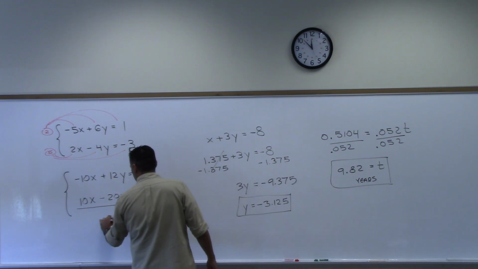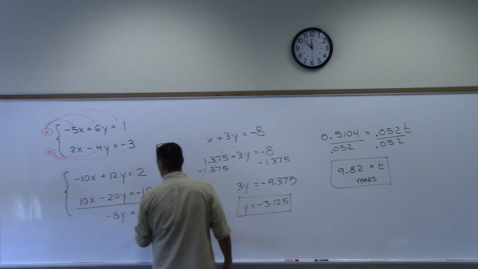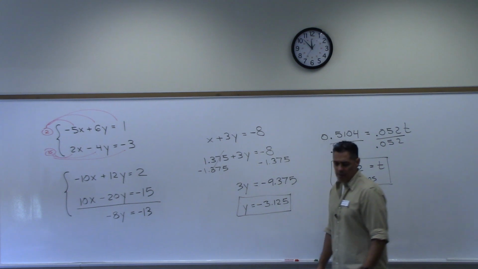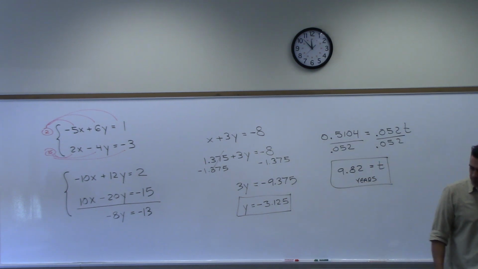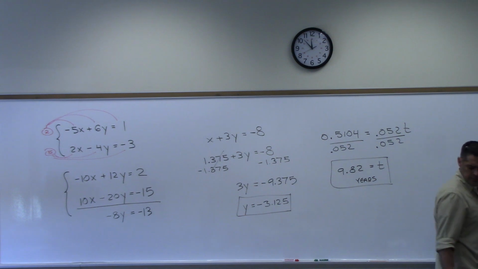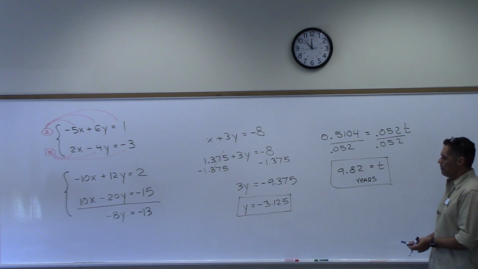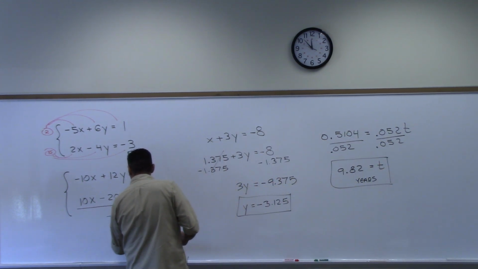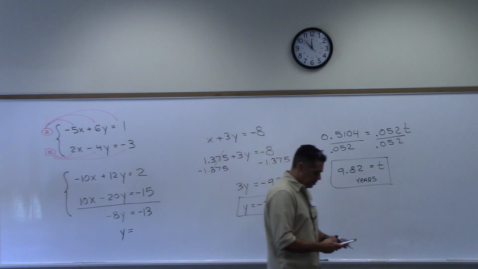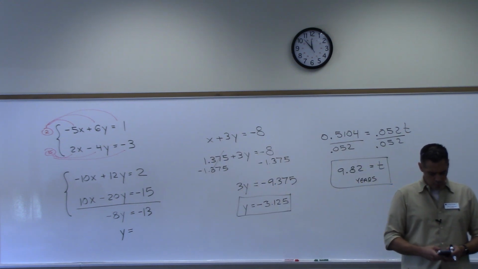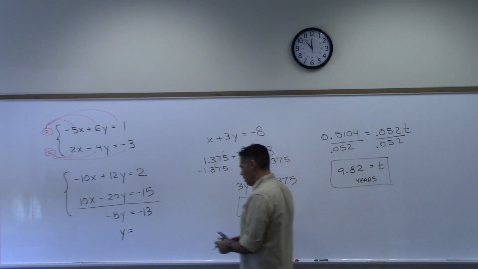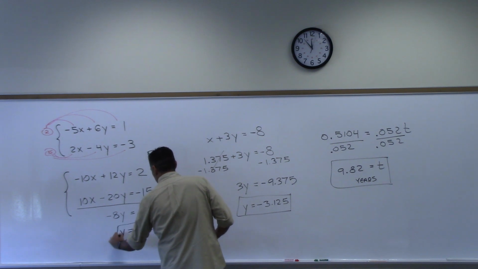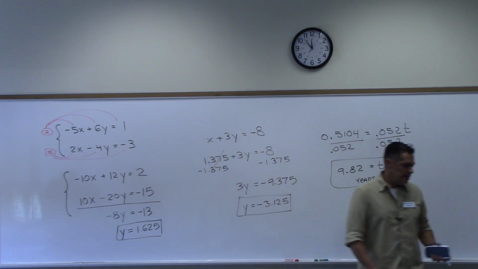And then here I get negative 8y equals negative 13. Dang it, oh well. It's going to be a fraction again, or decimal. There we go. Divide both sides by negative 8. You should get a negative over a negative here, so that should be positive. 1.625. Good. Not that bad. It's not repeating or anything like that.